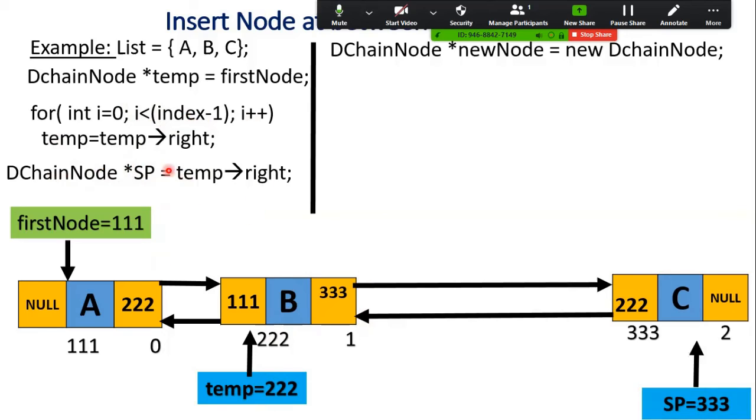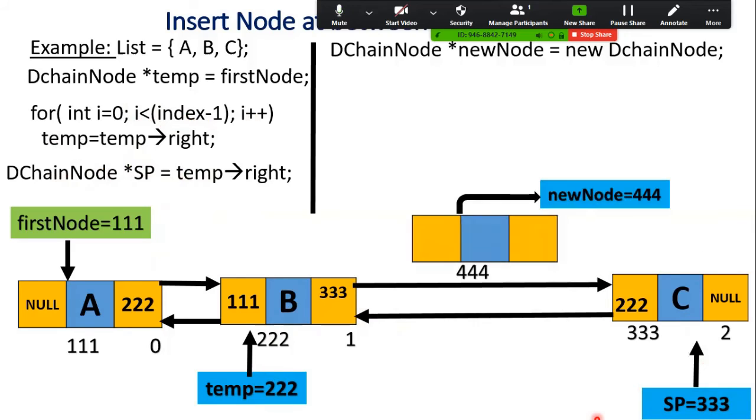Yes, okay, 3 is copied to SP. Now I have a pointer for the C node. Now we will allocate memory for the new node. That is dynamic memory allocation using the new operator. Once it is done, I have to place data in the data field.